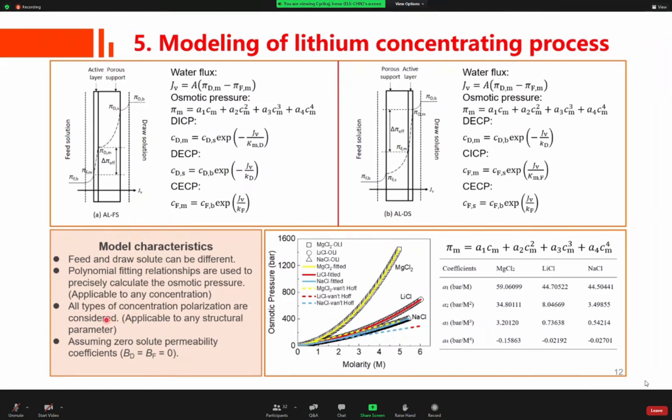Third, for the PE support, the structural parameter is small. So in addition to the internal concentration polarization and the external concentration polarization at the active layer, we also consider the external concentration polarization at the support layer, which is often neglected in the literature. So the model is applicable to any structural parameter. Finally, to simplify the model, we assume zero salt permeability coefficients because the PE-FO membrane has high rejections for magnesium chloride and lithium chloride.